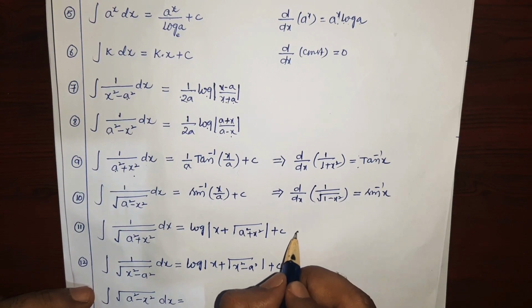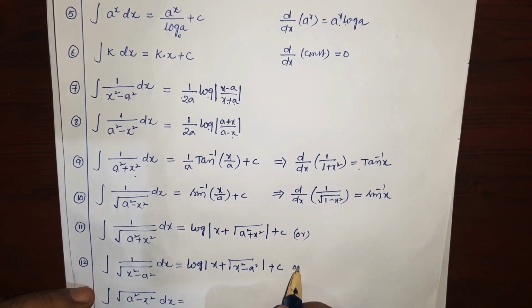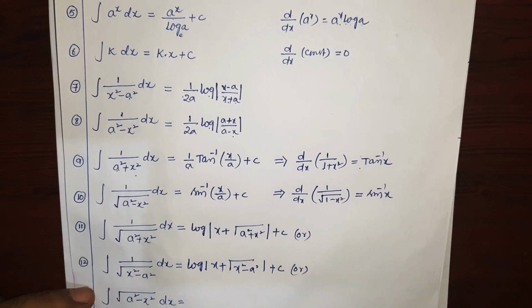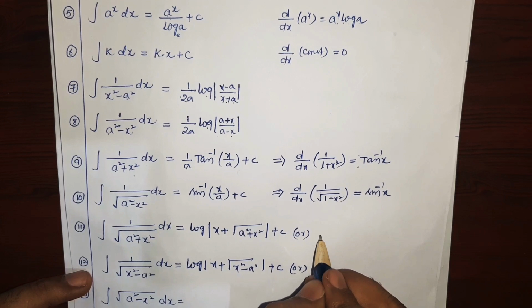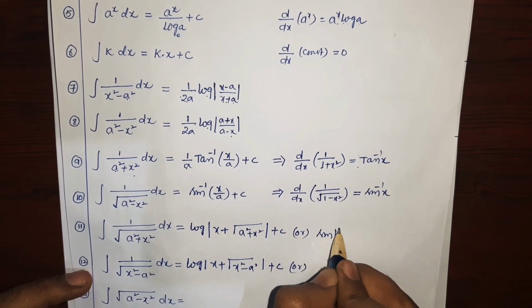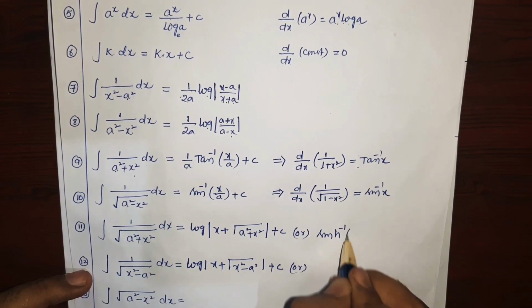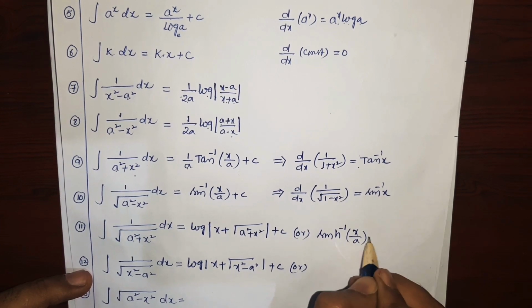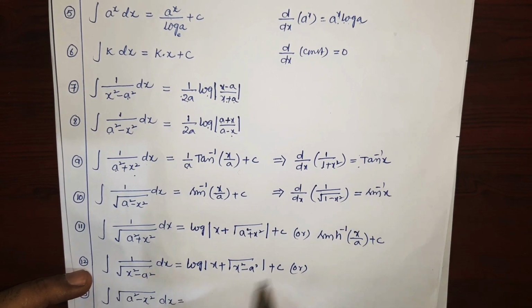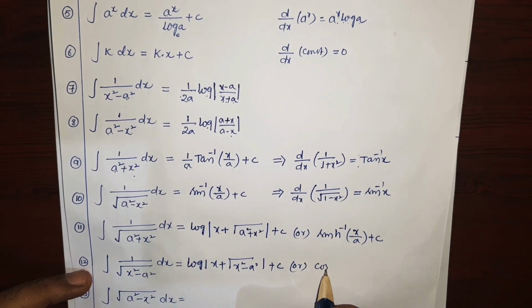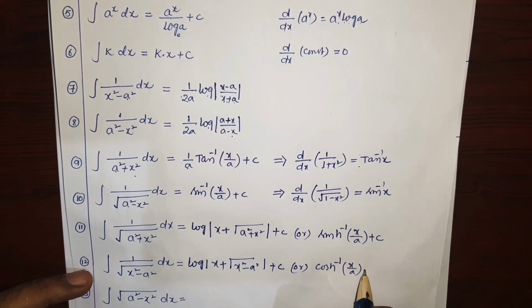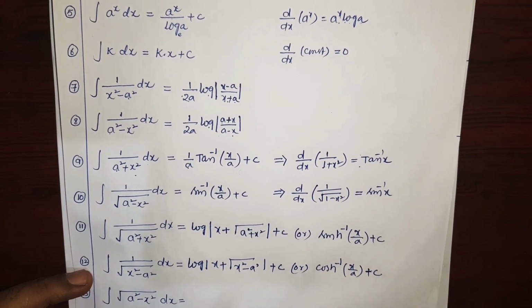Or else you can write one more formula here. There are two formulas of this one. 1 by under root of a square plus x square is equal to sin h inverse of x by a plus c. And the formula of 1 by under root of x square minus a square is cos h inverse of x by a plus c. Right?